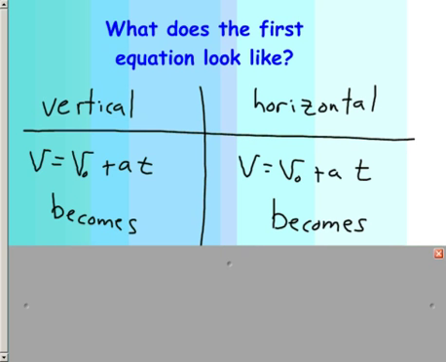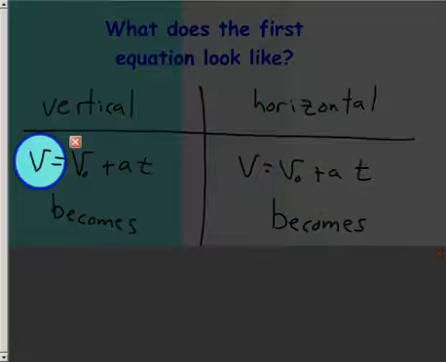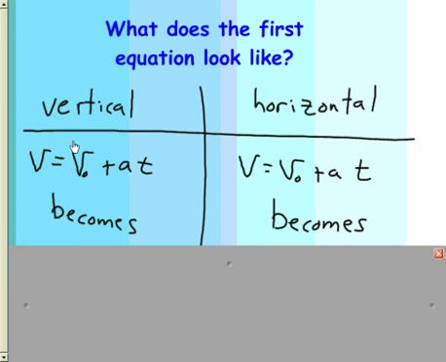Let me just show you exactly where I am. This v right here is going to change to v in the y direction. So you're going to have to go back and forth. When you get it done, go ahead and pause me. Then when you get it done, start me up again. Alrighty, here's what I got.